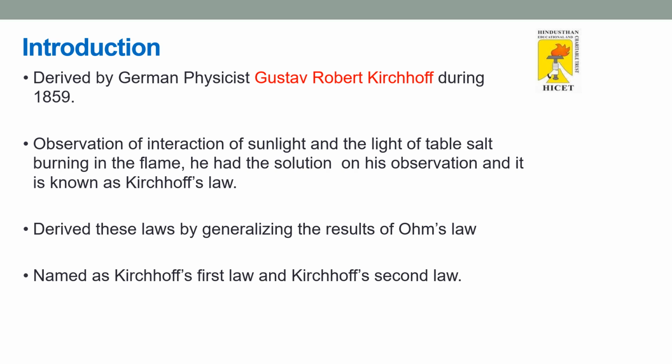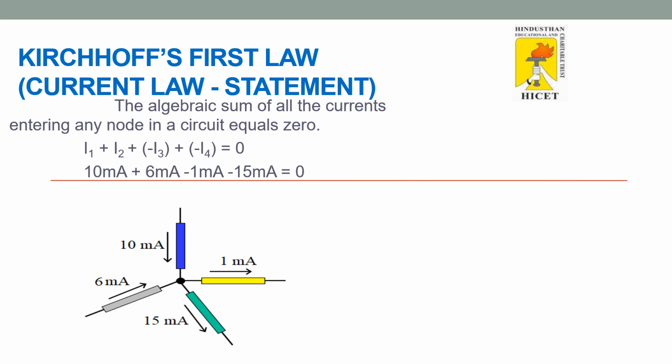These laws are named Kirchhoff's first law and Kirchhoff's second law. Kirchhoff's first law deals with the current, so it is Kirchhoff's current law, and Kirchhoff's second law deals with the voltage, hence Kirchhoff's voltage law. Kirchhoff's first law, what we call the current law, states that the algebraic sum of all the currents entering any node in a circuit equals 0.